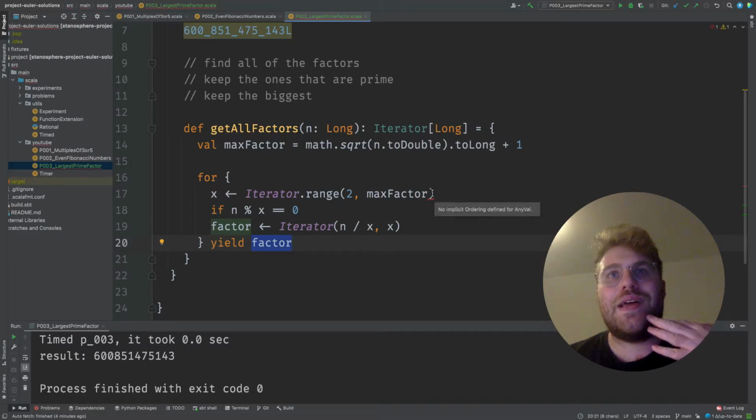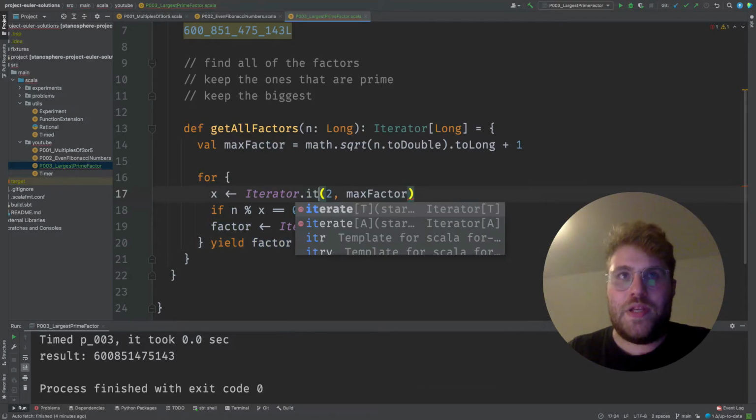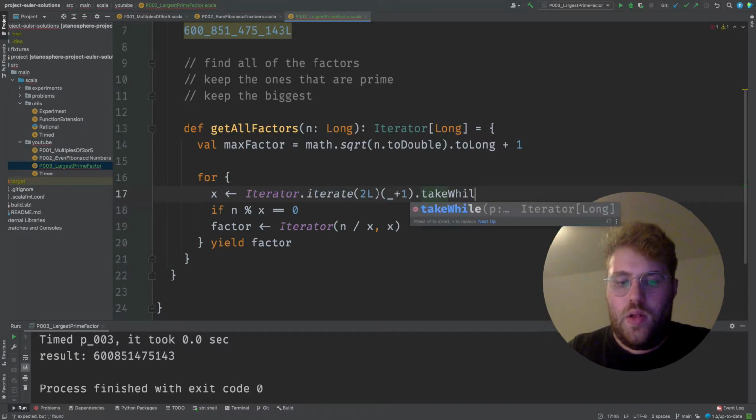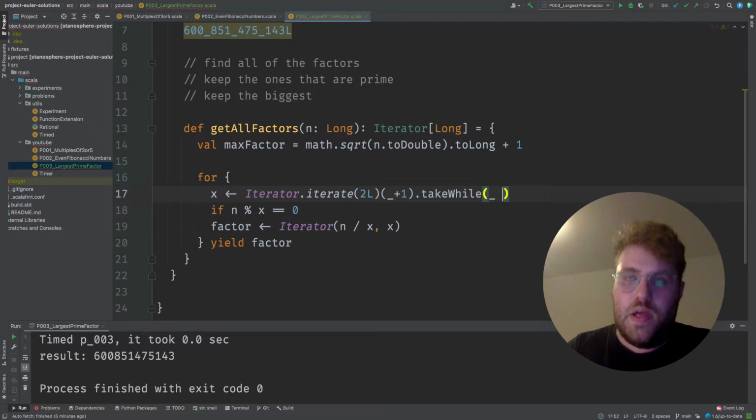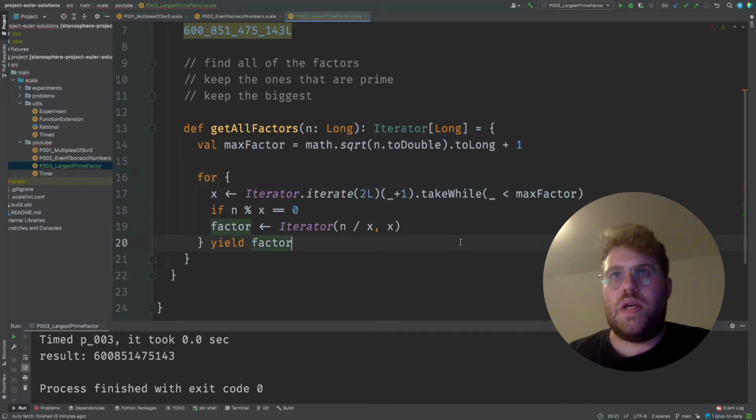Oh, and I've realised that's not going to be particularly happy because iterator.range only works for ints. But not to worry, we'll use iterator.iterate. We shall start with 2. We shall add 1 on like this. Start with 2 as long actually. And then we're just going to take while it's less than the max factor. That's equivalent, right? So this will go 2, 3, 4, and so on, until it hits this. Great.